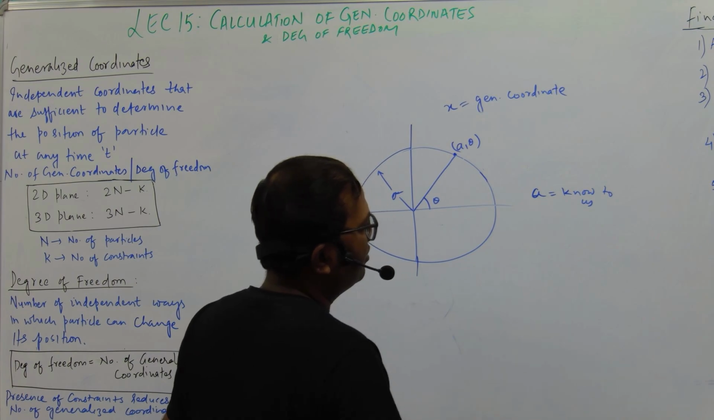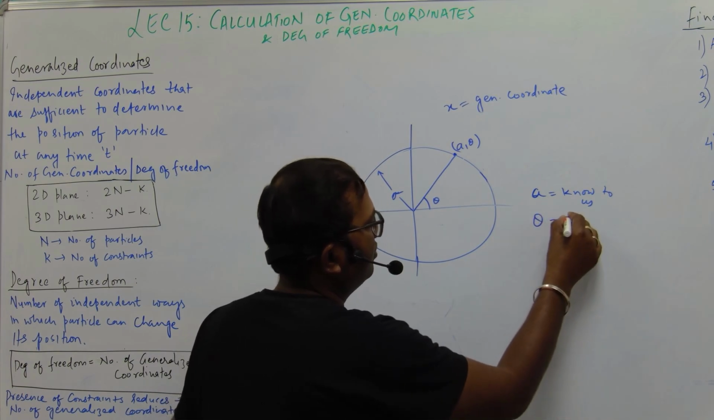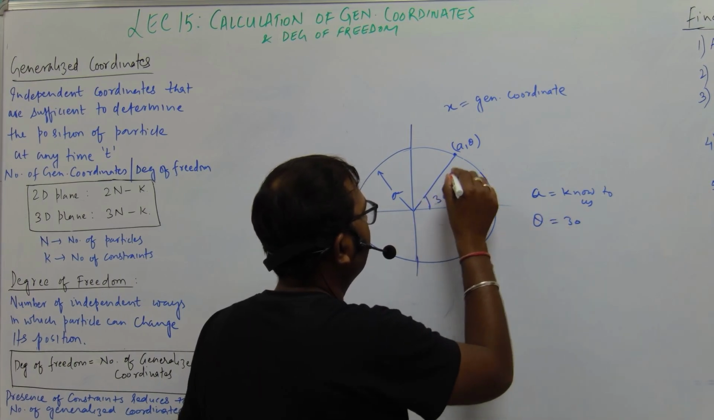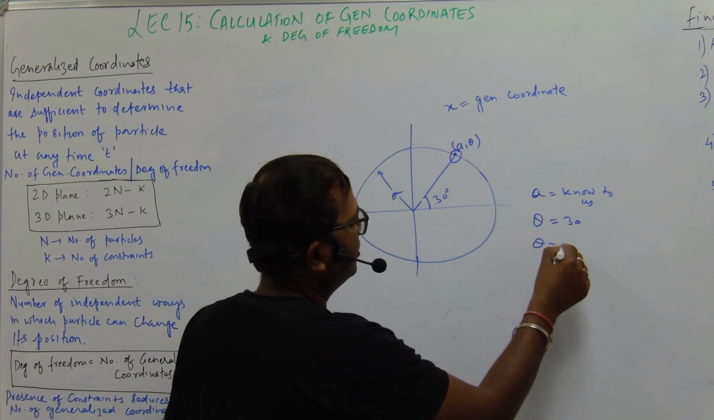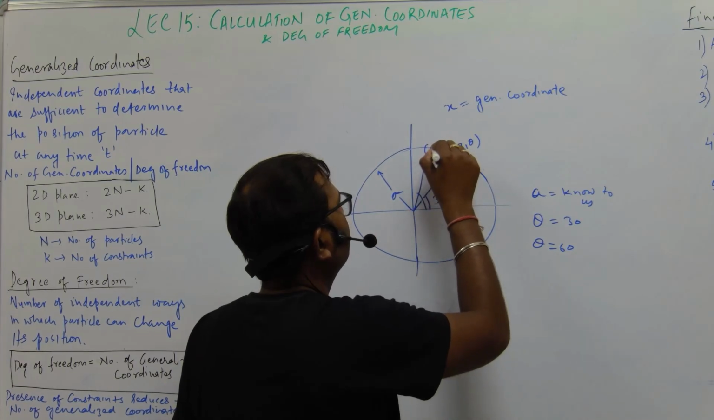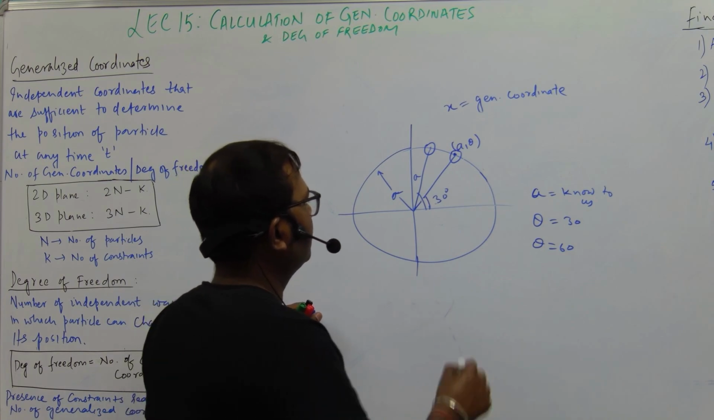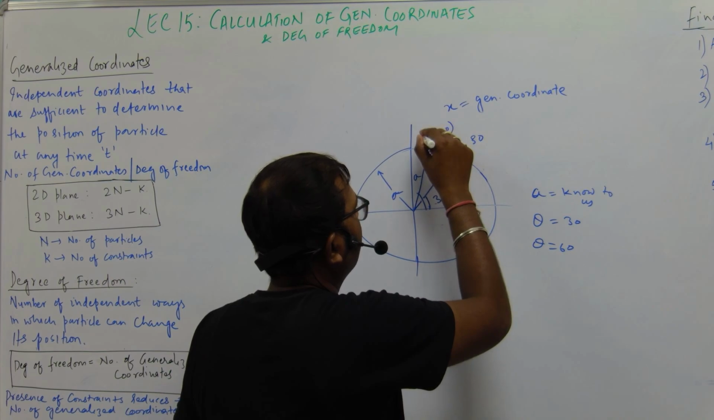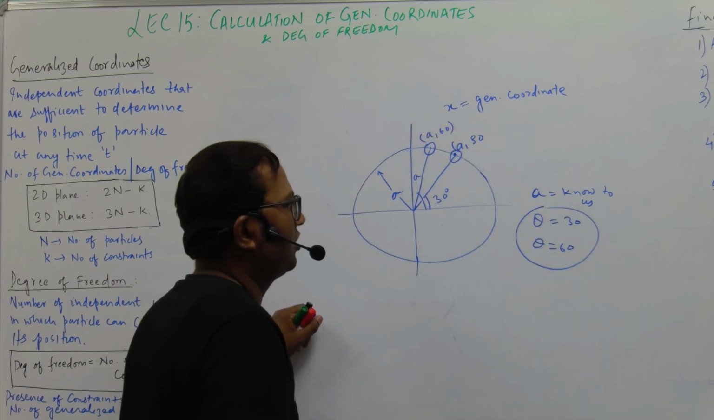ये तो हमें पता है ना, सिर्फ थीटा बताने से हम पार्टिकल की पोजीशन को डिटरमाइन कर सकते हैं। Suppose theta is equal to 30 degrees, what we will do is take the angle as 30 degrees. So obviously we can determine the position of the particle. If theta is equal to 60 degrees, we will take an angle of 60 degrees. So this is our position because a is already known to us. So this will be (a, 30 degrees) and this is (a, 60 degrees). So सिर्फ थीटा की वैल्यू बताने से हम पार्टिकल की पोजीशन को डिटरमाइन कर सकते हैं.